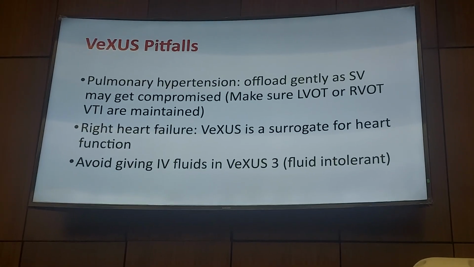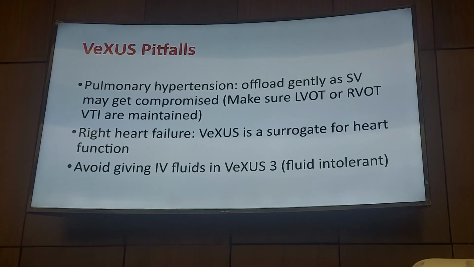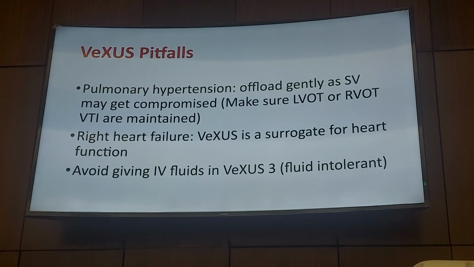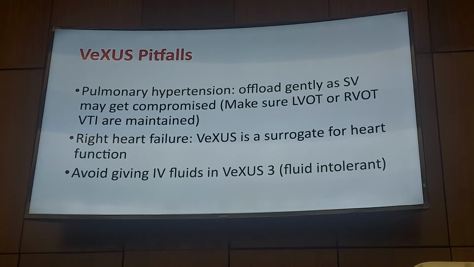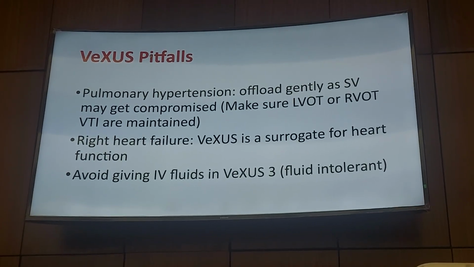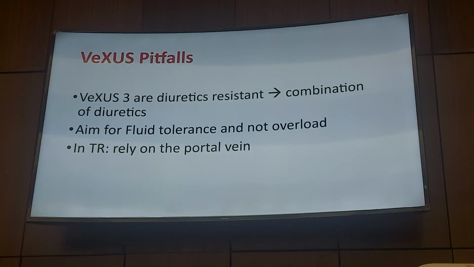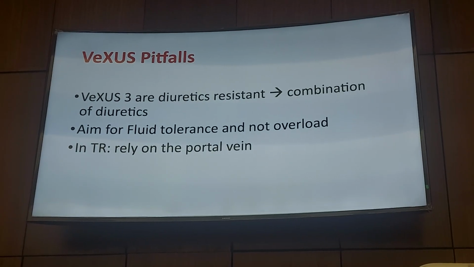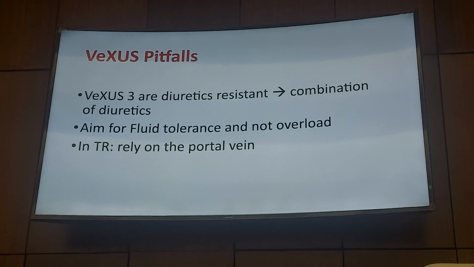Giving fluids to these patients will worsen perfusion at the venous beds. So VeXUS score 3 means don't give any fluids, think about decongestive therapies, and also assess cardiac output. Patients with a high VeXUS score of 3 are more likely to be diuretic resistant.